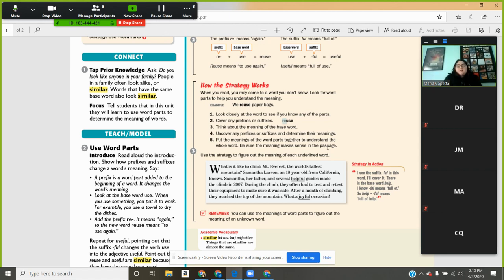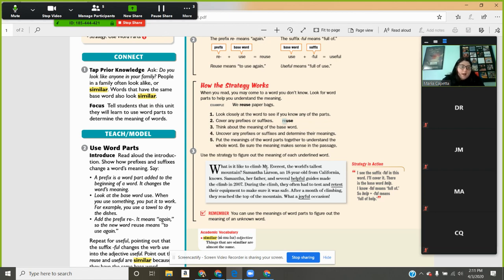Okay. So what is it like to climb Mount Everest, the world's tallest mountain? Samantha Larson, an 18-year-old from California, knows. Samantha, her father, and several helpful guides made the climb in 2007. During the climb, they often had to test and retest their equipment to make sure it was safe. After a month of climbing, they reached the top of the mountain. What a joyful occasion. Okay, so let's look at helpful first.